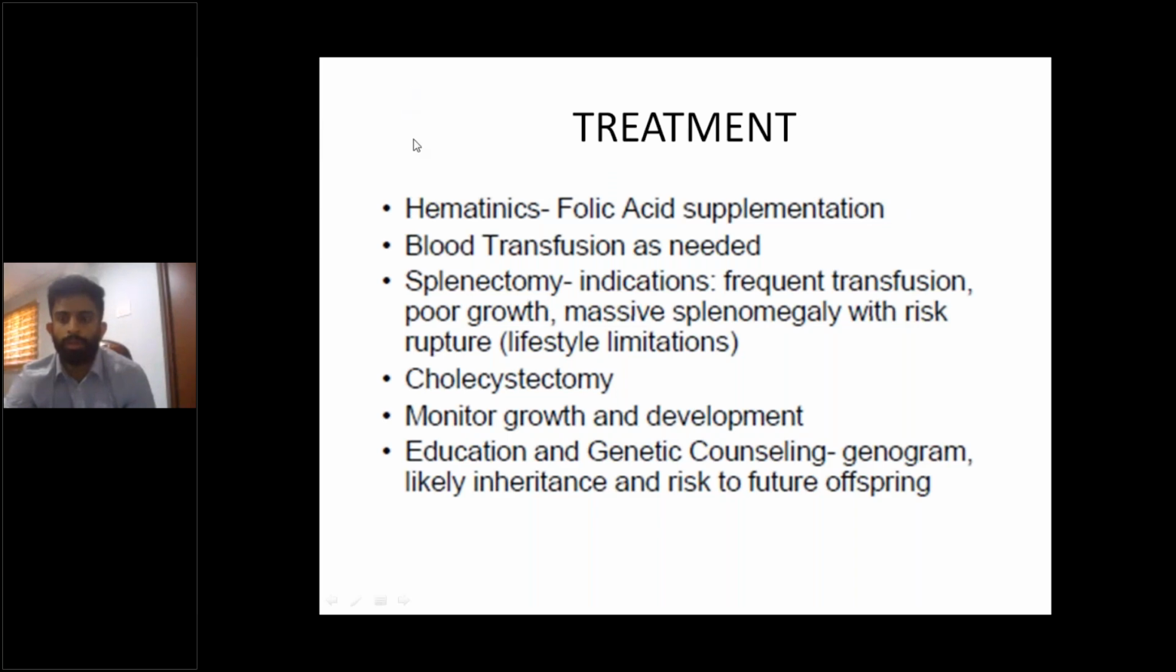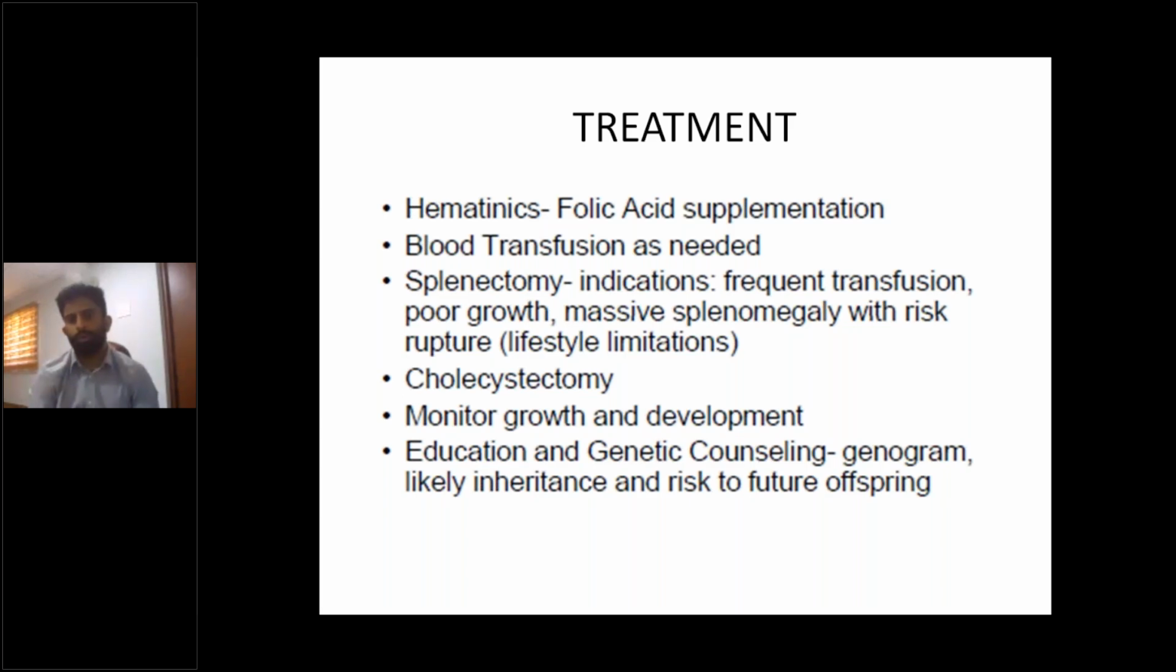The treatment for HS is very limited. There's no specific treatment. You give hematinics in the form of folic acid supplementation, about 5 milligrams per day. Blood transfusion as and when required, just like any other hemolytic anemia, whenever there is a need, in the form of congestive cardiac failure or severe anemia, or the patient has physical deficits. Indications of splenectomy are frequent transfusions, poor growth, massive splenomegaly with risk of rupture, and lifestyle limitations.